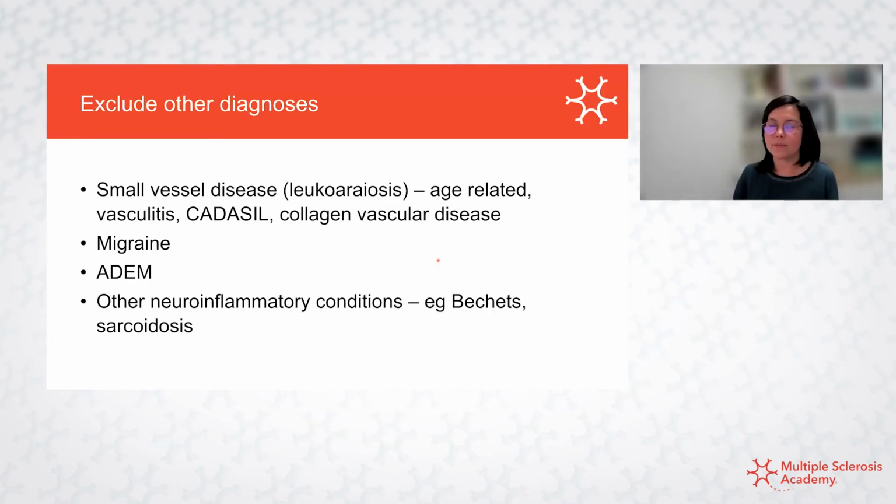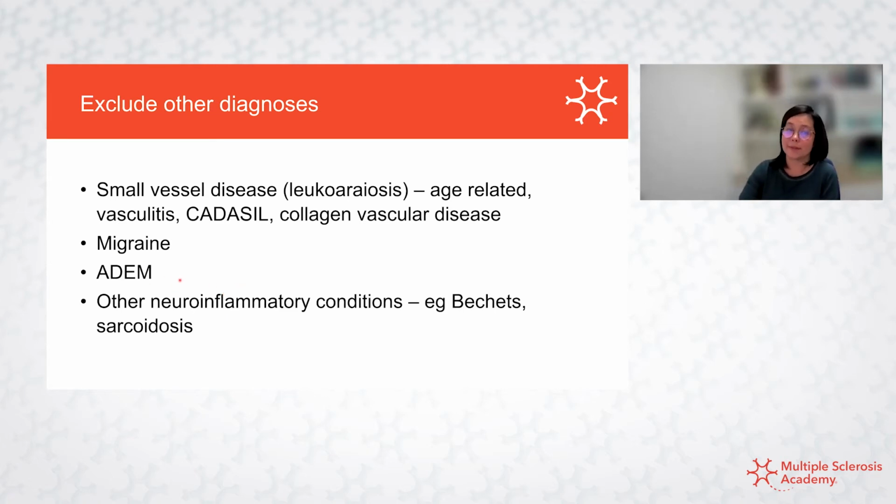An important part of the diagnosis of RIS, of radiologically isolated syndrome, is making sure you exclude other diagnoses, most commonly small vessel disease, which can be either age-related or due to vascular pathology, which can be numerous. Other diagnoses include, particularly in younger patients, subcortical white matter dots in migraine.